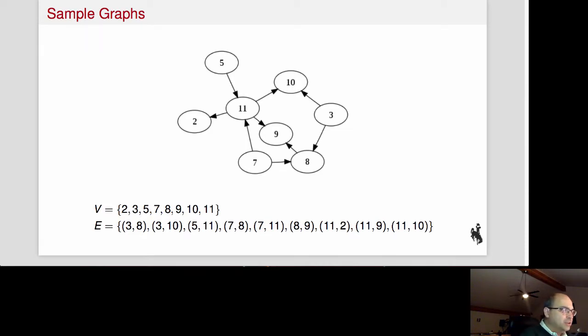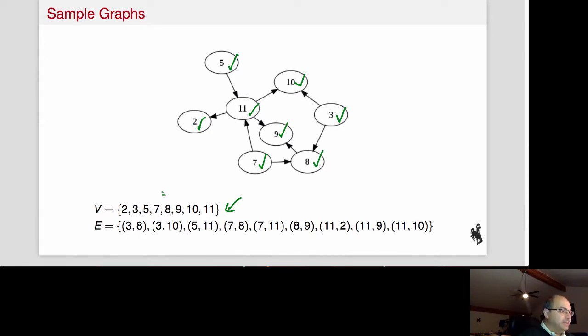Okay, so just to make sure that we're on the same page with that, let's consider this graph and try to write it as V and E. So here's the set of vertices. We have 2, 3, 5, 7. Notice there's no 6. Okay, 8, 9, 10, 11. Those are all of the vertices. You have to be careful. It's very easy to miss one.